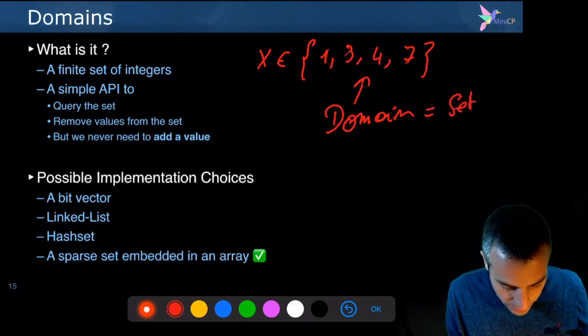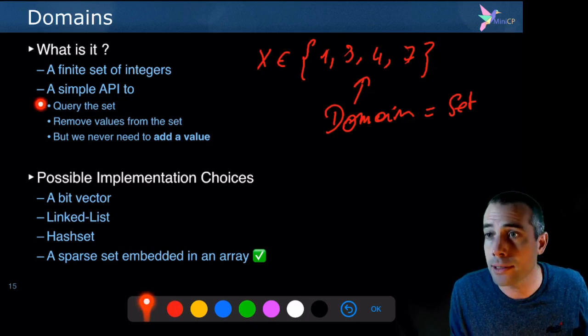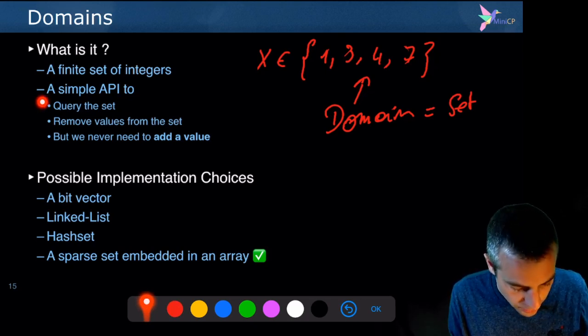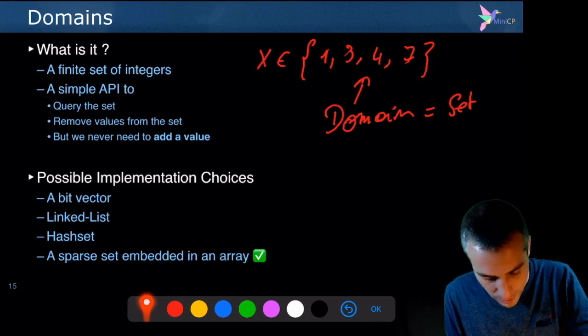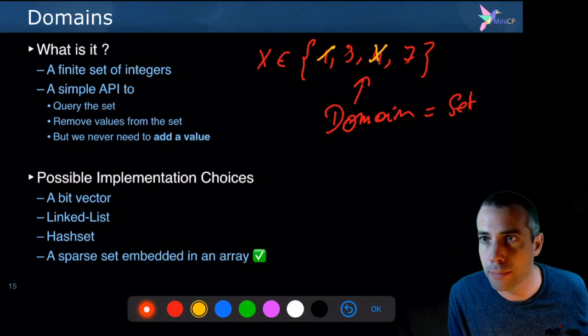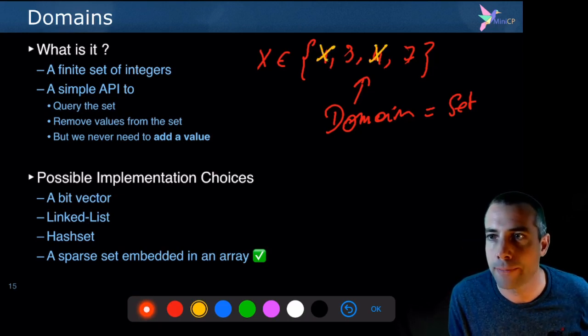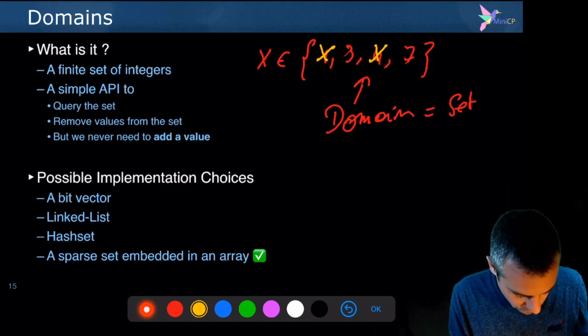So you need an API for implementing the domain that allows you to query the set to ask what are the values that are still present in the domain, but you also need to remove values. If you remember the pruning, we should be able to remove values easily from the domain. So we will never add new values, but we will remove values.